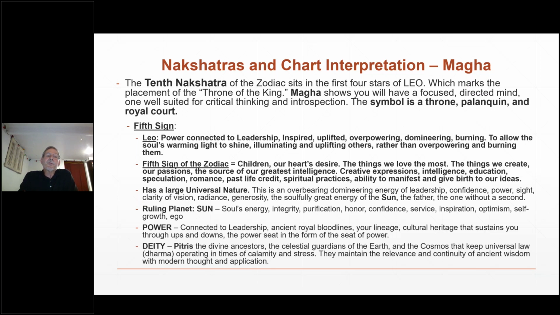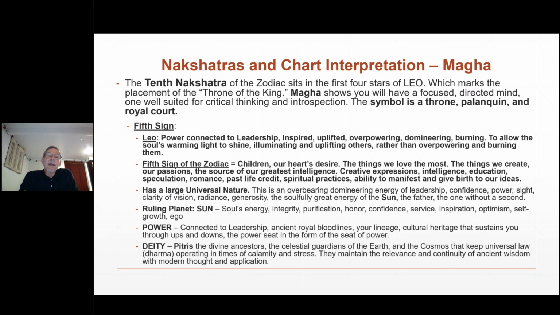And since it's the 5th sign, when we look at Leo alone, we look at the leadership that is connected to our power. We look at the things that we inspire and uplift other people, but we can also overpower them, burn them, and become domineering with our energy. And so this is where what we want to do is allow our warming soul's light to shine out and illuminate and uplift others rather than overpowering and burning them.